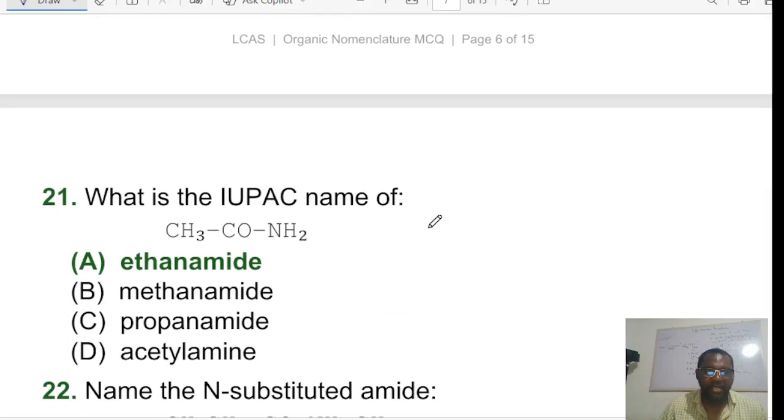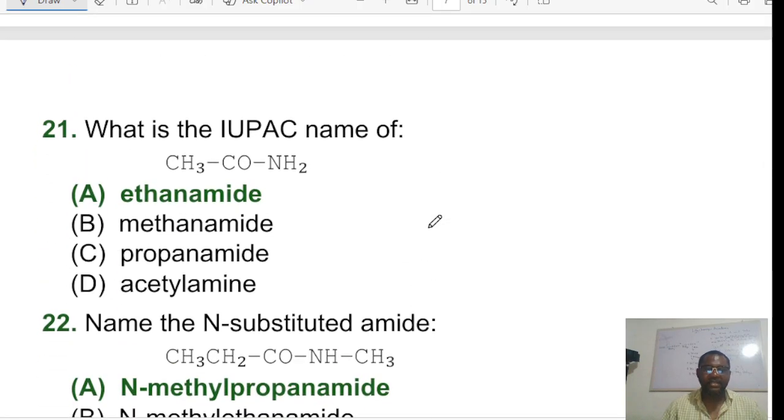Then finally, amide. How you name amide is amide. So 1, 2. So this is ethanamide. Okay, that's how you name it. So you have ethanamide, propanamide, butanamide, and so on and so forth. Okay, that's very important. And I also want you to note that amide also has primary, secondary, tertiary.